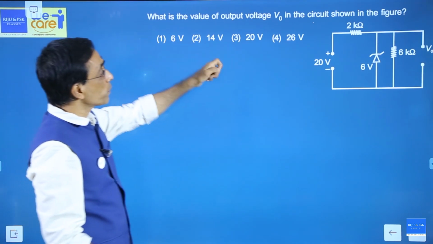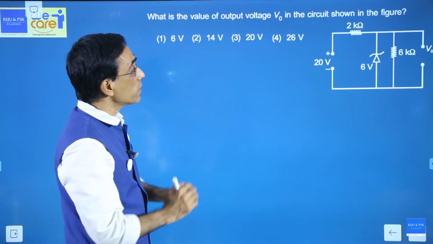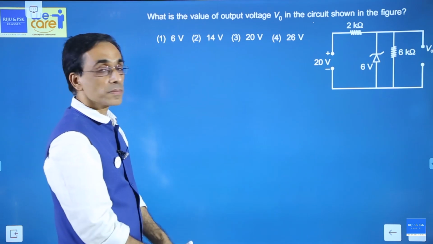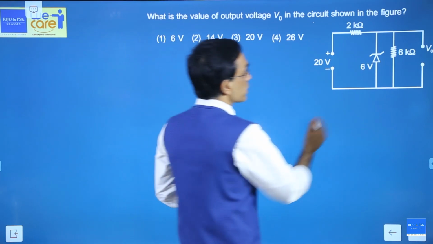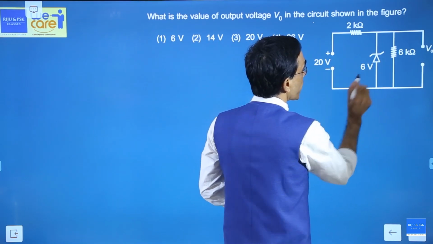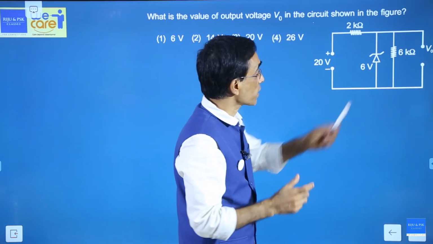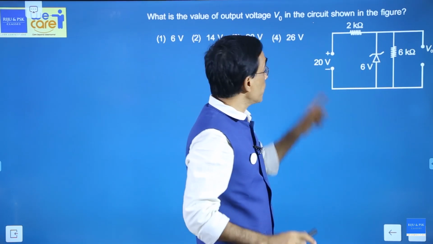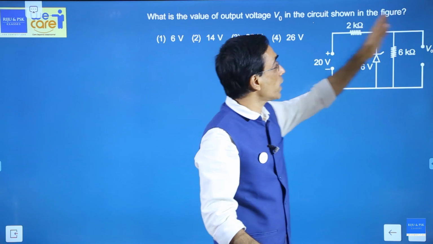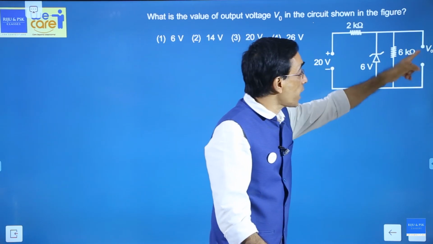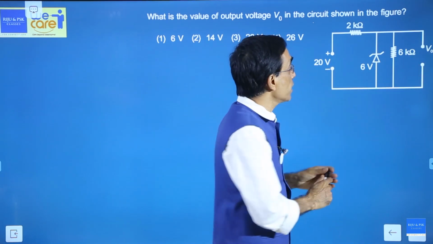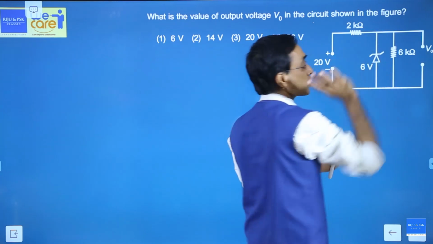What is the value of output voltage V0 in the circuit shown in the figure? See this. It is written 6 volt. That means your Zener will break down at 6 volt. It is reverse connected. Input is more, 20. Will this 20 be available here? No. The maximum voltage available at this point is 6 volt.